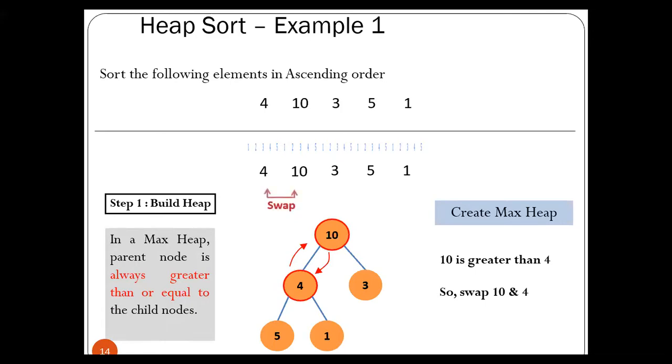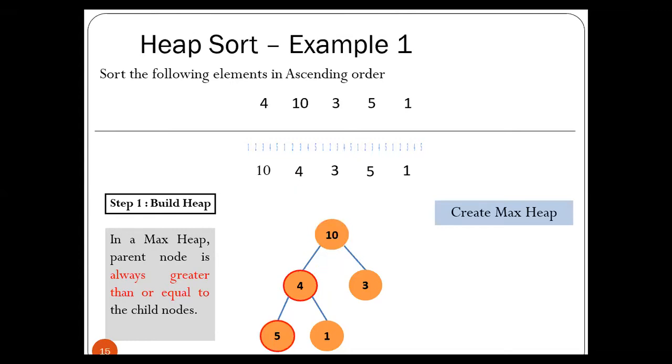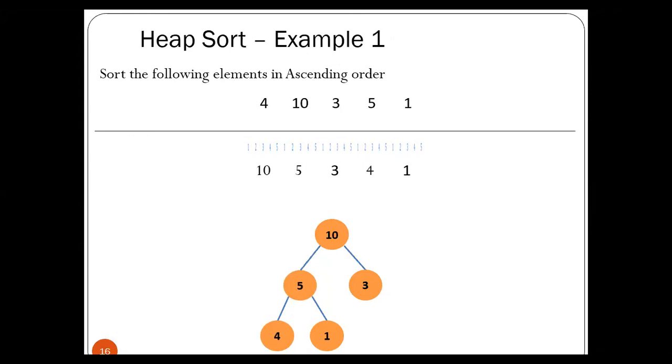Now from the children of 4, 5 is greater. So swap 5 and 4. So this is how it is swapped. Now you see the numbers are in order. Now we have to delete. So get 10 out. So the max heap is built because every number at a root node is greater than its children nodes.